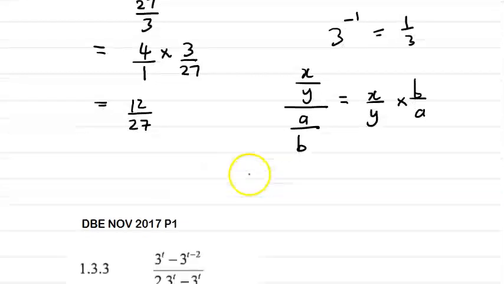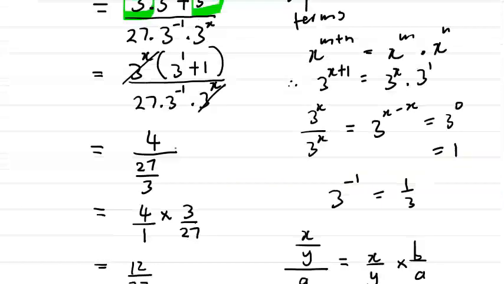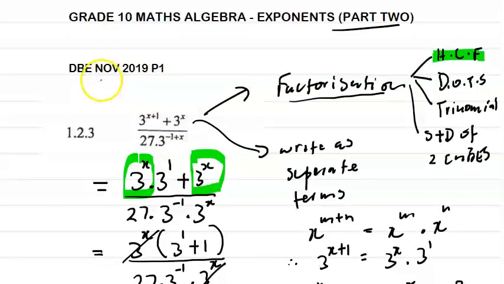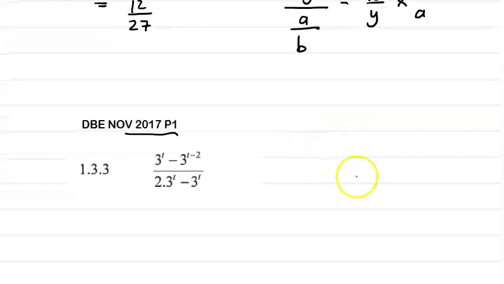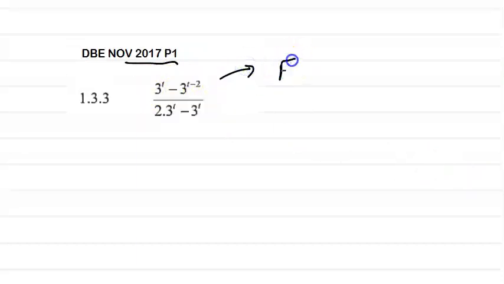Let's go look at another example. This example now came out in the DBE November 2017 paper, right? This other example here we did came out in the November 2019 paper 1. Okay, so similarly now, your job is to recognize that here it requires factorization because it's separated by plus or minus signs there. So factorization is what is required there.